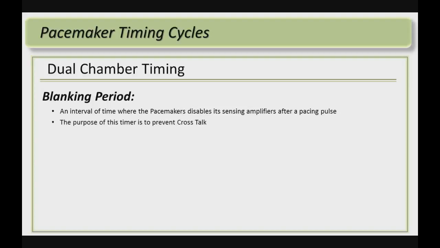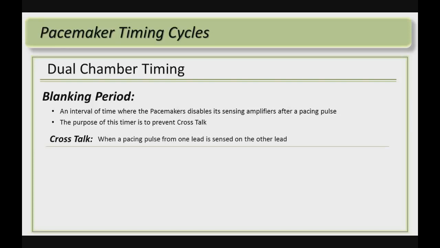Blanking period. The blanking period is an interval of time where the pacemaker disables its sensing amplifiers after a pacing pulse. The purpose of this timer is to prevent crosstalk. Crosstalk is when a pacing pulse from one lead is sensed on the other lead. So you might be asking, why is crosstalk bad?